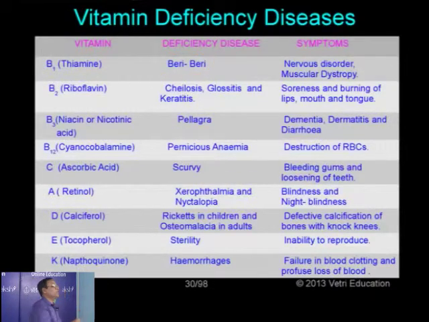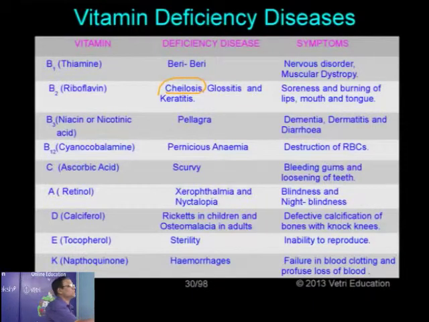The B2, riboflavin, is also called a pigmented vitamin, because it is yellow in color. It mostly affects the mouth region in deficiency. For example, cheilosis. Cheilosis is nothing but cracks or fissures along the corners of the mouth, which you may have noticed because of the deficiency.